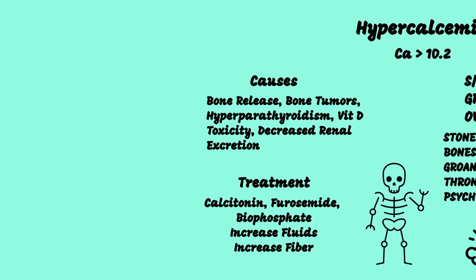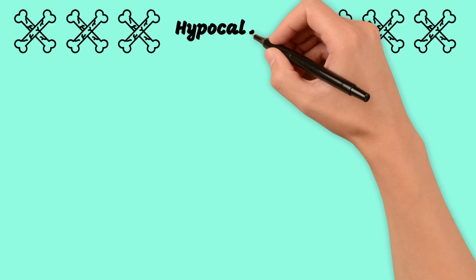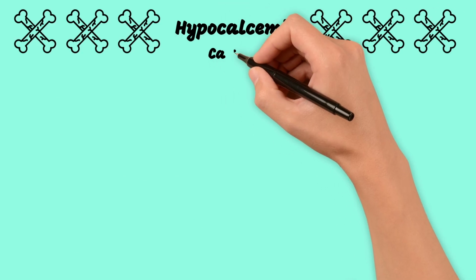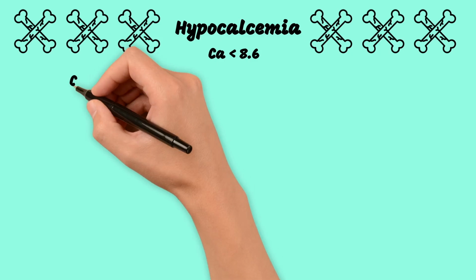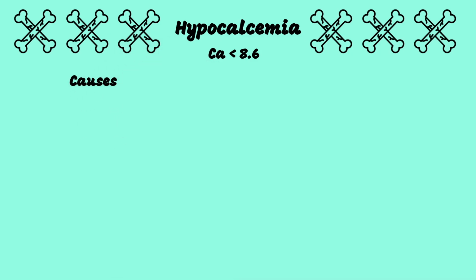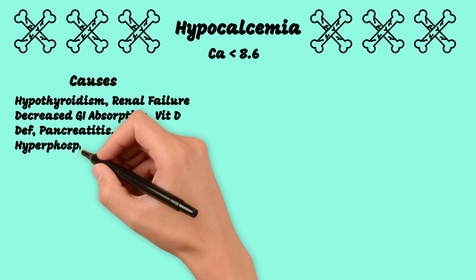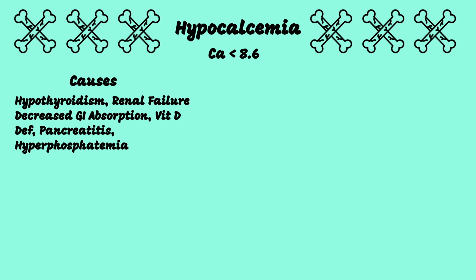Moving on to hypocalcemia, this is calcium less than 8.6. Some causes include hypothyroidism, renal failure, decreased GI absorption, vitamin D deficiency, pancreatitis, and hyperphosphatemia. Because remember, at the end of the day, phosphate and calcium are indirectly related. So if phosphate's up, calcium will be down, and vice versa. If calcium is up, phosphate will be down.